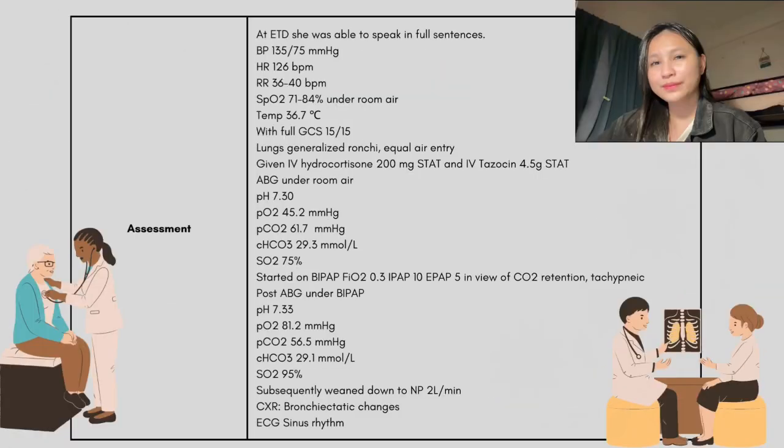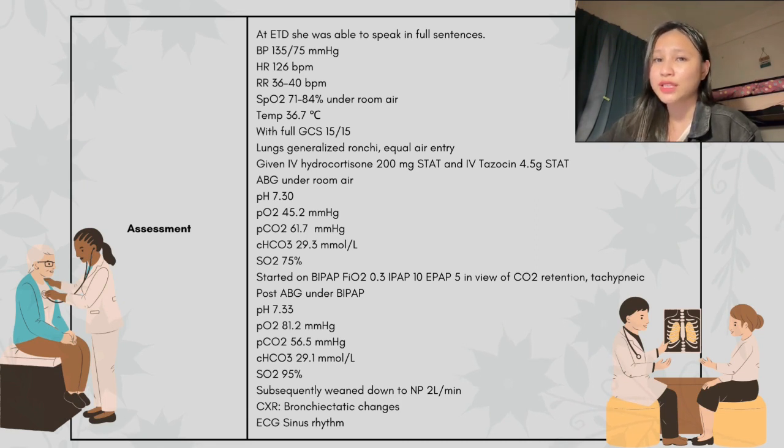The assessment findings at ETD: she was able to speak in full sentences. Her blood pressure is 135 over 75 mmHg, which is considered normal since she has hypertension. Her heart rate is 126 beats per minute, which shows tachycardia. Her respiration rate is ranging from 36 to 40 breaths per minute, which shows tachypnea. Her oxygen saturation is ranging from 71 to 84% under room air, which is low and concerning. Her temperature is 36.7 Celsius with a full GCS of 15 over 15.